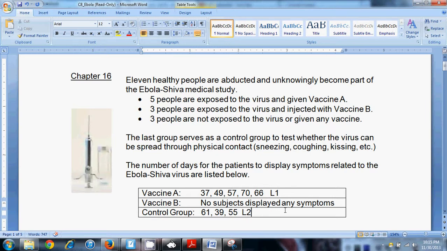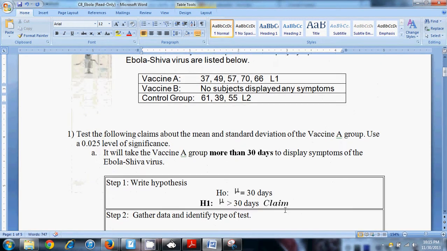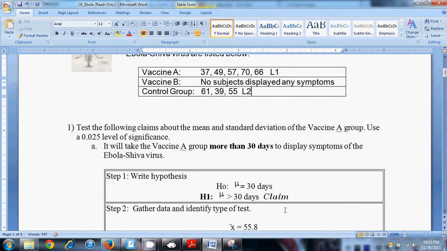I broke it up. So test the following claim about the mean and the standard deviation of vaccine group A. I'm just going to focus on vaccine group A. I would take vaccine A's info and put that in L1. I'm using a 0.025 significance level. Yours will be the standard 0.05, and maybe a 0.01 creeping around in there.